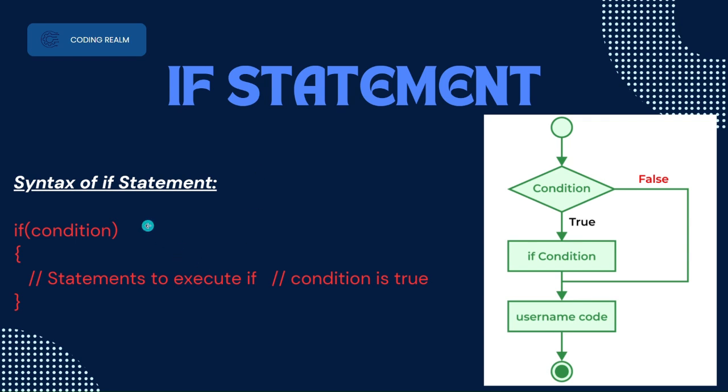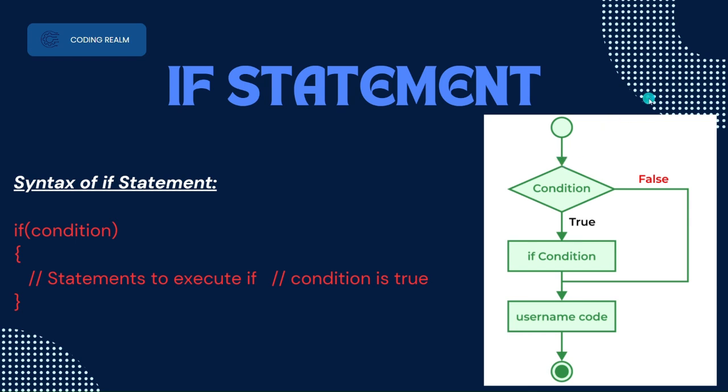And this is the syntax of the if statement. If we have a condition, for example, if a is greater than 10, we open the braces and we put the statement to be executed. If the condition is true, it will be executed. If it is not true, the statement is not executed. This is all about the if statement.